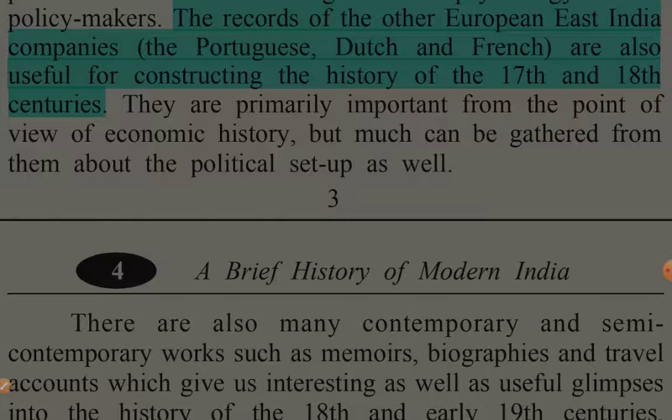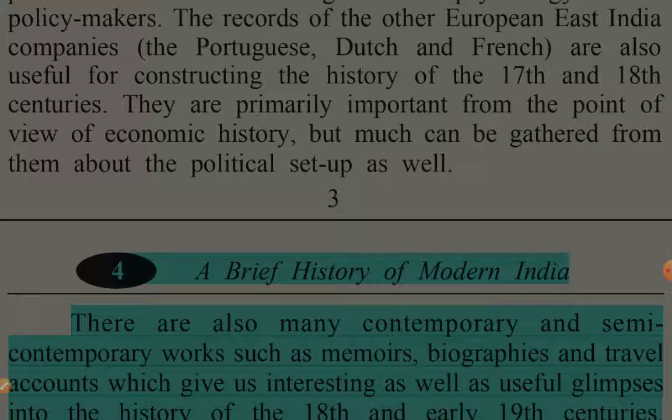The records of the other European East India Companies, the Portuguese, Dutch and French, are also useful for constructing the history of the 17th and 18th centuries. They are primarily important from the point of view of economic history, but much can be gathered from them about the political setup as well.